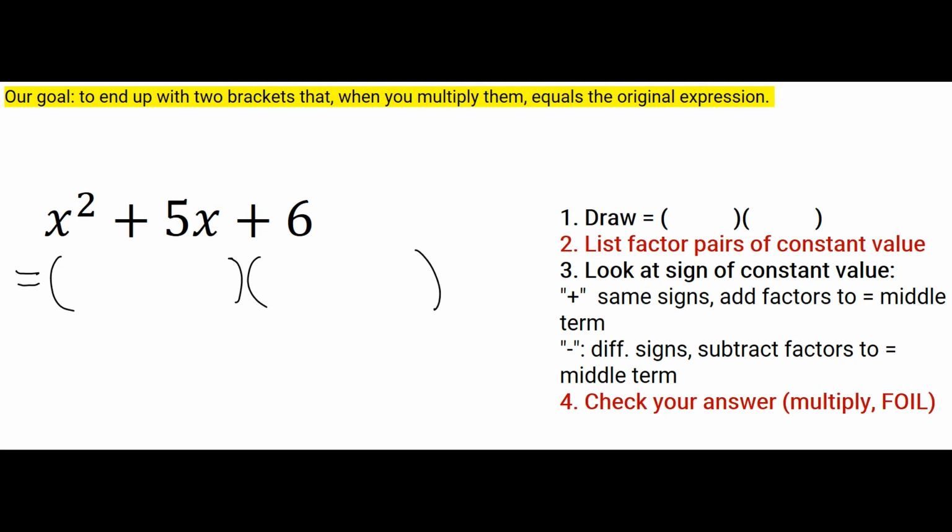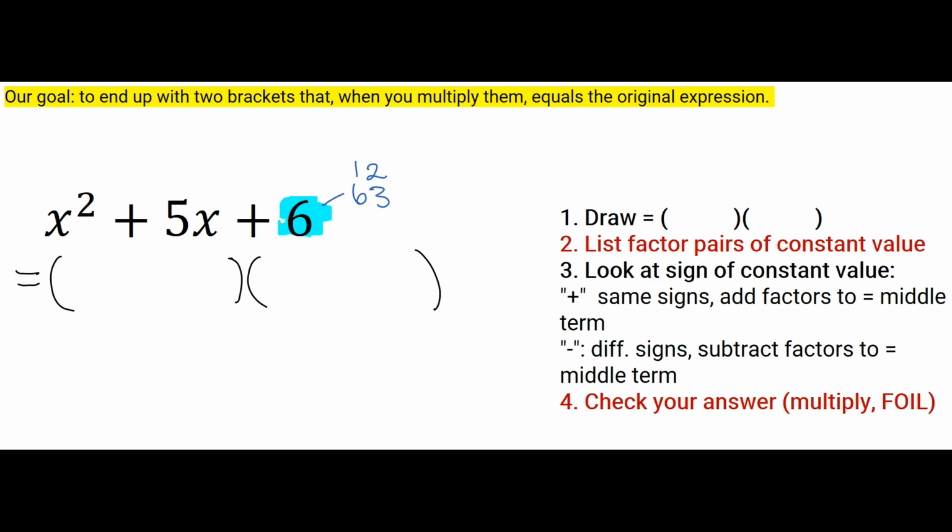Next, you're going to list the factor pairs of the constant value. Quick recap, the constant is the value that does not have a variable, no alphabet letter. So it's going to be the number 6. And we need to list the factor pairs of 6. In other words, which 2 values, when you multiply them, equal 6. 1 times 6 equals 6, and 2 times 3 equals 6. So those are our factor pairs.